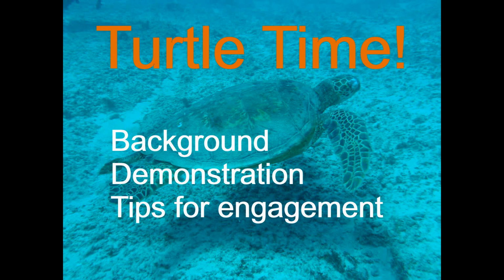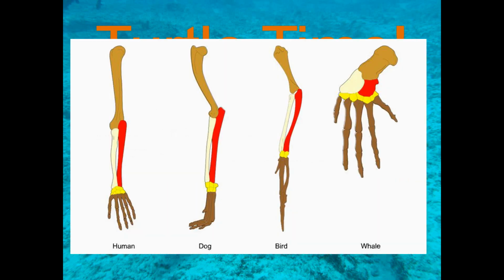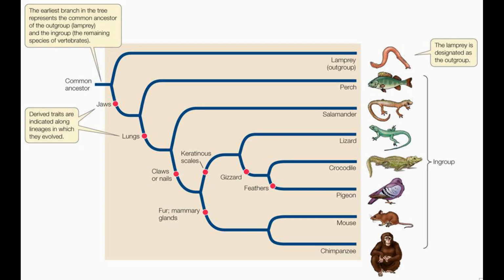With Turtle Time, participants will be learning perhaps the most important word in evolutionary biology, homology. Homology is simply a characteristic or trait that is shared among organisms because the trait was inherited from a common ancestor. For example, the forelimbs of humans, dogs, birds, and whales are homologous because they all descended from a common ancestor long ago. Scientists can use homology to hypothesize about how different species are related to one another.